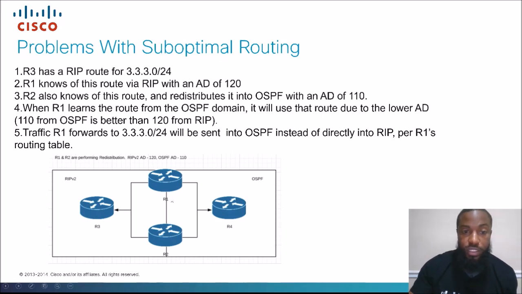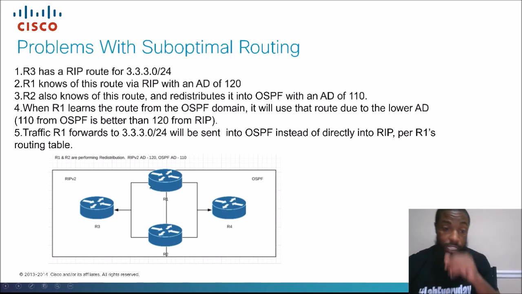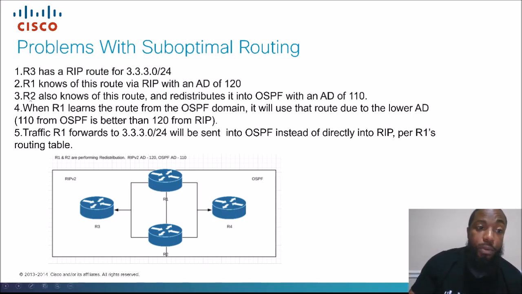Let's look at the vantage point of router 1, right? Let's say router 1 is trying to get to router 3. Router 3 has, as you can see, if y'all are fast readers, y'all could get through this before I explain it. Router 3 has a RIP route for 3.3.3.3, that's basically his loopback address. Router 1 knows of this route via RIP with an AD of 120, which is the default AD for RIP routes. Router 2 also knows of this route from the OSPF domain. It was injected into him. It will use that route due to the lower AD, 110 from OSPF, which is better than 120, right?